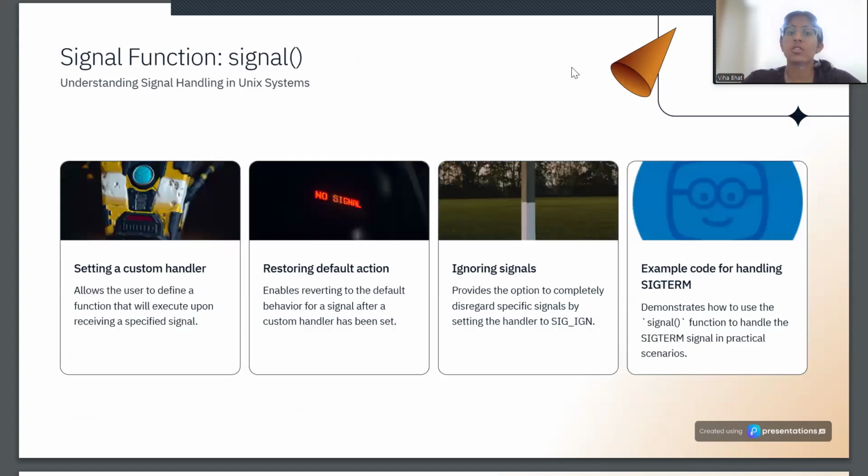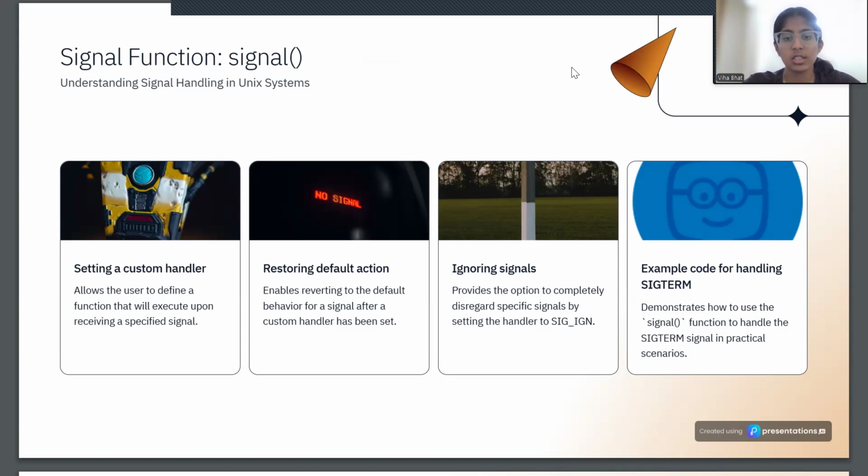Next, we're going to see what the signal function is. This is basically setting a custom handler, which allows the user to define a function that will execute upon receiving a specific signal. Next is restoring the default action. This enables reverting to the default behavior for a signal after a custom handler has been set.